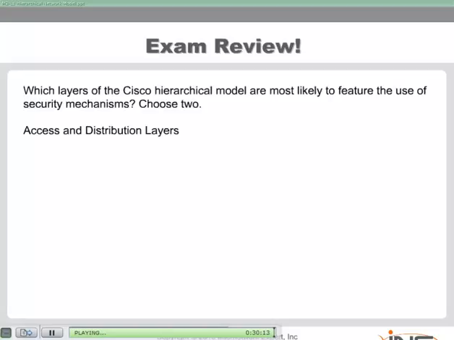So I hope you feel like you have a good, solid, firm grasp on the three-layer Cisco hierarchical network model. In the next lesson of this course, we'll expand upon that model with the very exciting Cisco Enterprise Architecture Model.